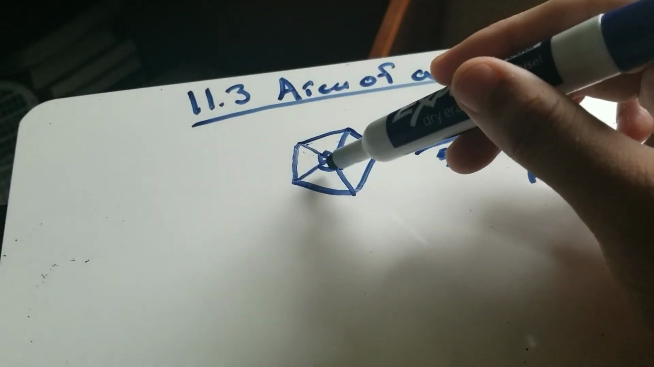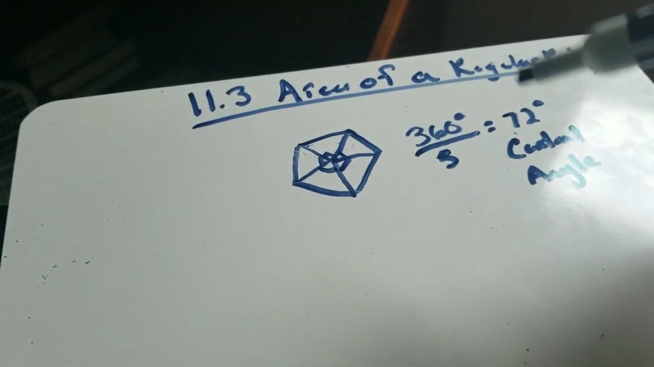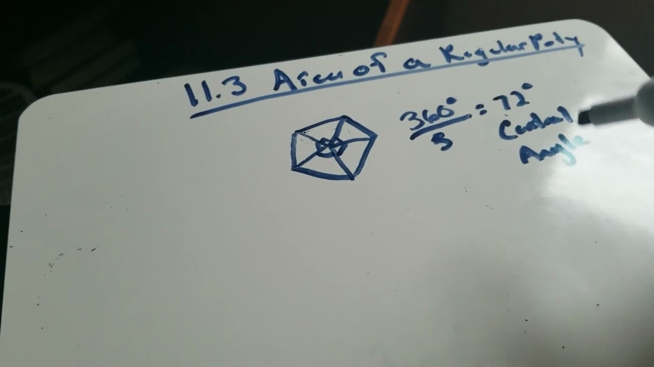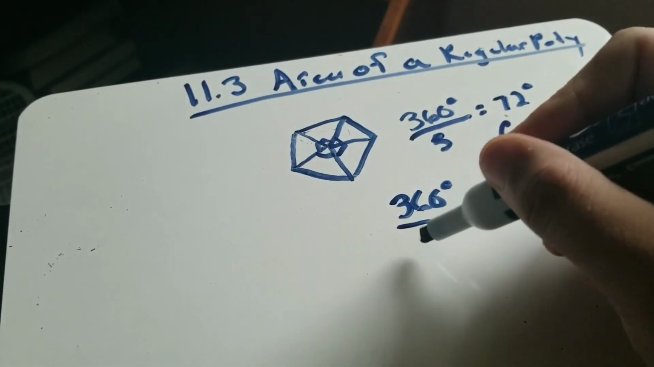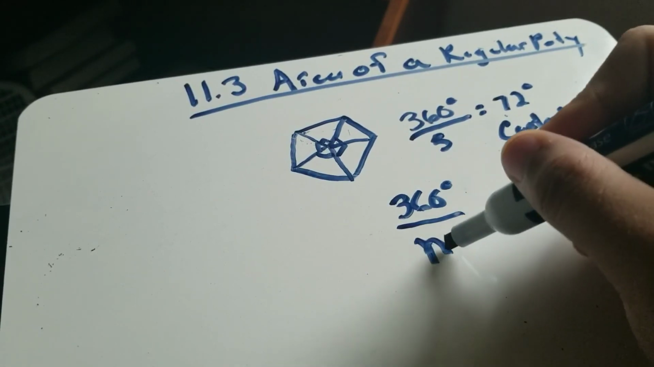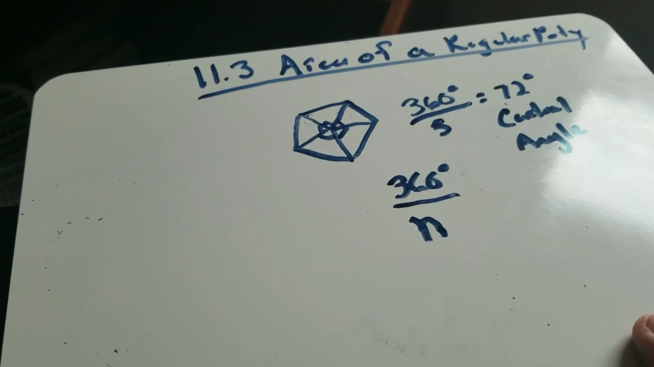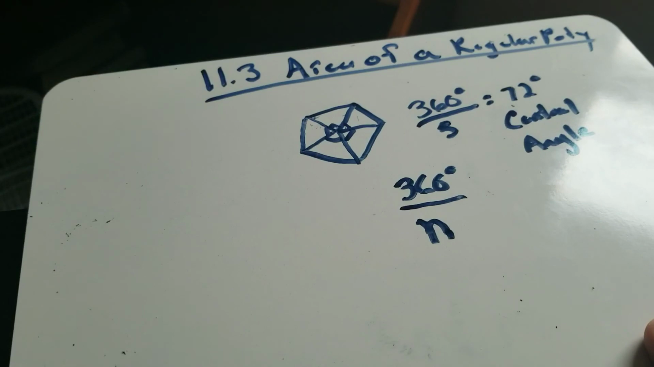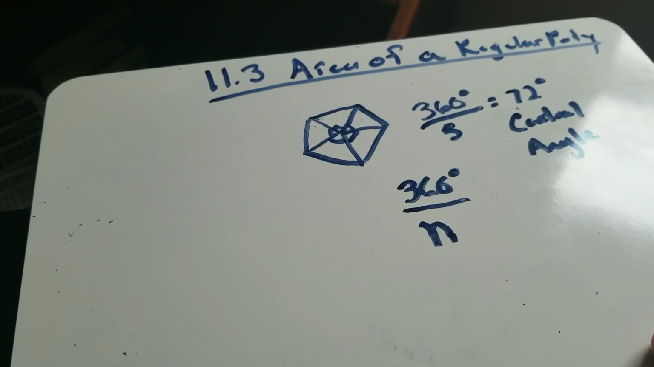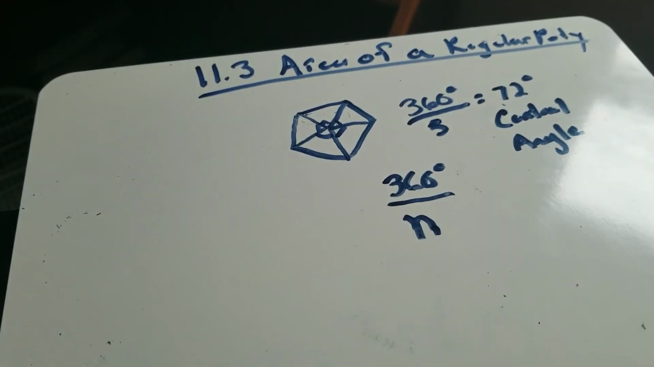So this is 72 degrees, this is 72 degrees, 72 degrees, 72 degrees, 72 degrees. So if you ever want to find the central angle, it's going to be 360 divided by n. N is the number of sides. So if it's an octagon, you would divide it by 8. If it was a decagon, you divide it by 10. If it was a dodecagon, you divide it by 12. And so on and so forth. So to find the central angle, you just do 360 over n.